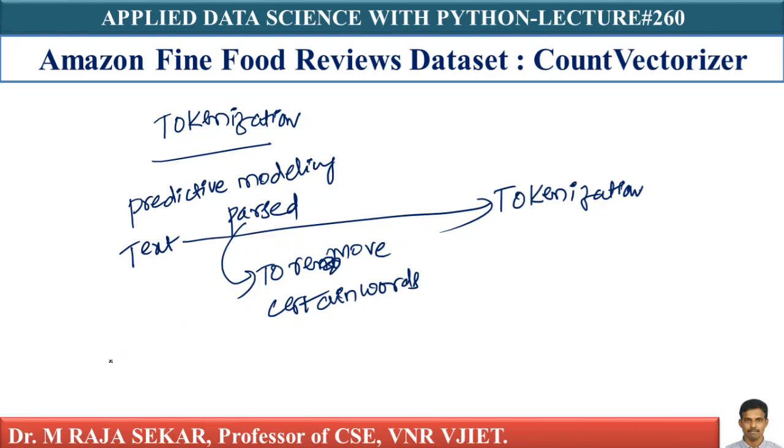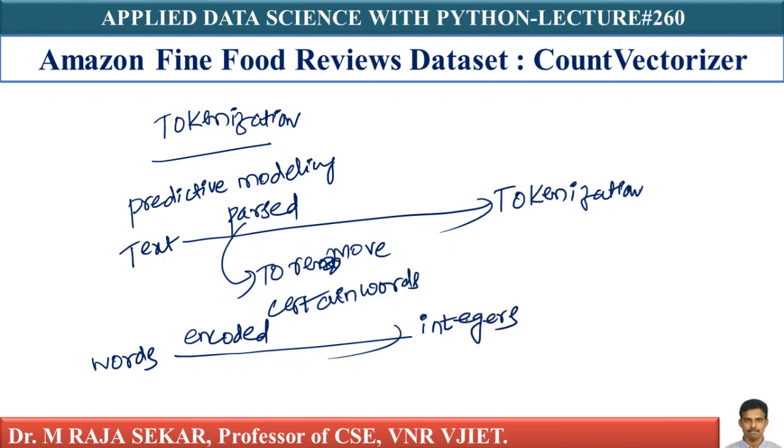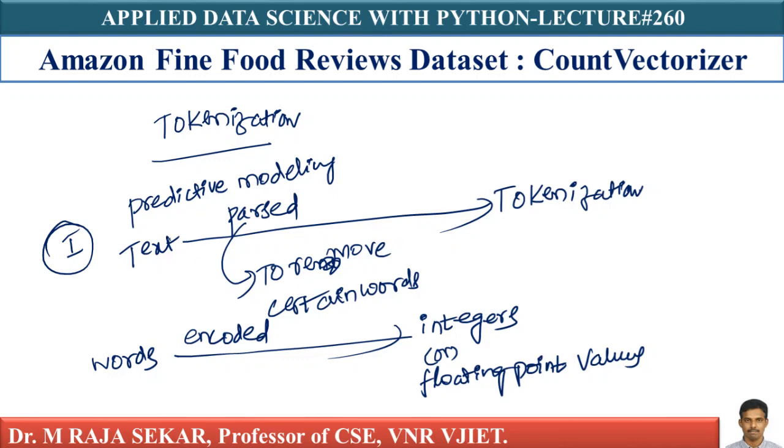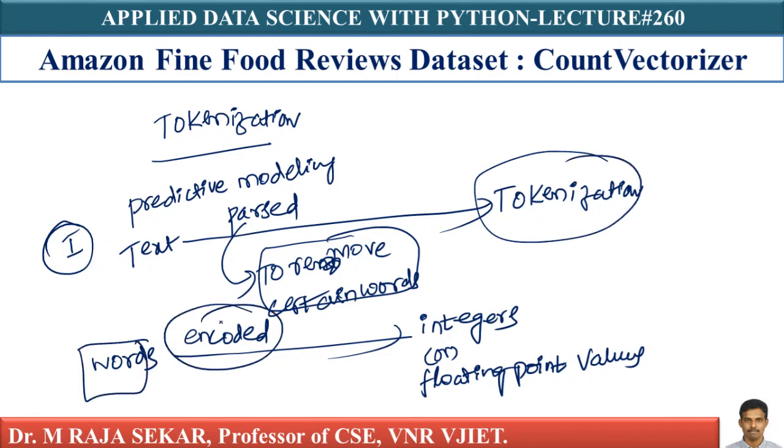After tokenization, the words must be encoded. I can encode these words as integers, or, depending on context, as floating point values. Tokenization means converting your text into words, and in that process I will remove certain words. As a result of tokenization, I have words. These words must be encoded, as integers or floating point values.